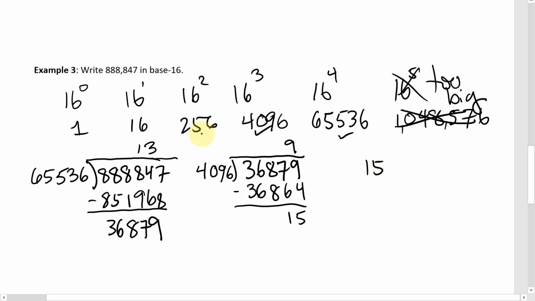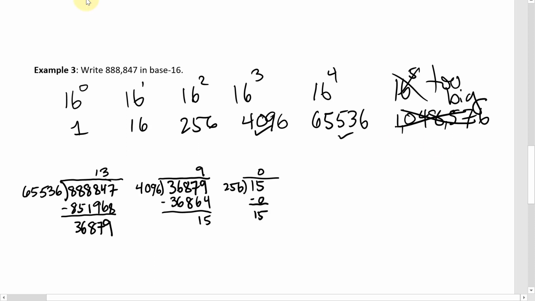Take that remainder of 15. Now that I've done this one, I go to the next lower power, which is 256. Now 256 is bigger than 15, so it goes 0 times. I still have a remainder of 15. Because we've just divided by 256, we're done with that. We go to the next lower power, and that's 16. So 16 goes into 15 also 0 times because 16 is larger than 15. 0 times 16 is 0. So 15 minus 0 is 15.